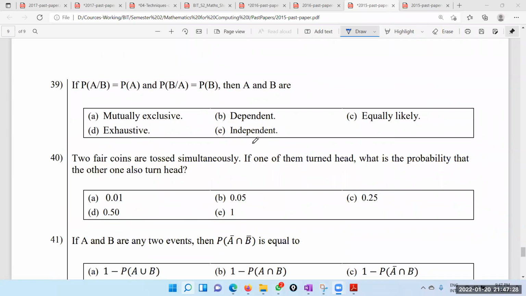39. If P(A given B) equals P(A) and P(B given A) is P(B), then A and B are... Tackle කරන්න බෑ. අන්න ඒ අවුරුද්දේ හොඳ questions එකක් තියෙනවා සම්භාවිතාව. B වෙලා තියෙද්දි A වීමේ සම්භාවිතාව PA නම් සහ A වෙලා තියෙද්දි B වීමේ සම්භාවිතාව PB නම් මොනවාද නම් මේ A සහ B ගැන කියන්න පුළුවන්.